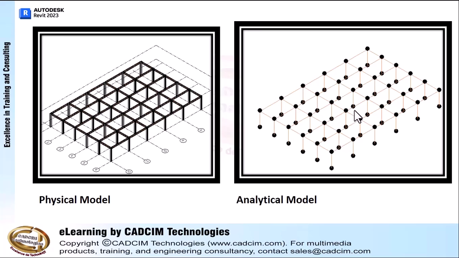Now in Revit 2023, you can basically convert this physical model to the analytical model with the Analytical Automation tool. In the previous versions of Revit, the analytical model used to coexist within the physical model, but now it is an explicit task. So we'll learn how the automation tool works further.